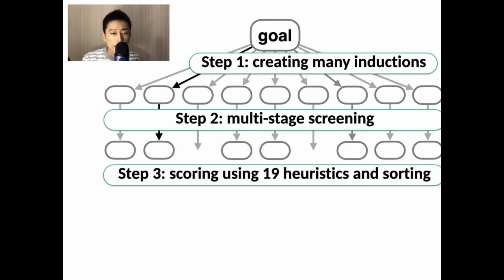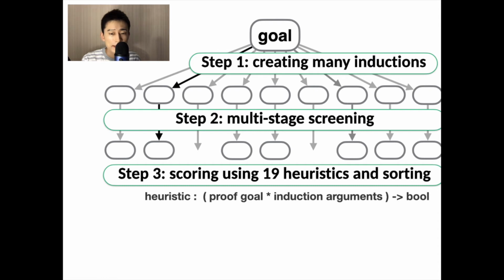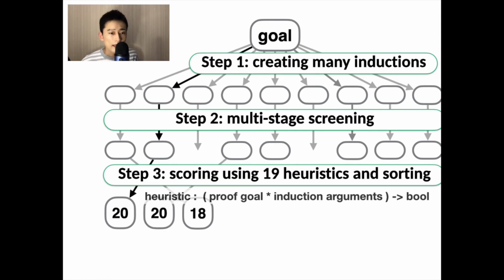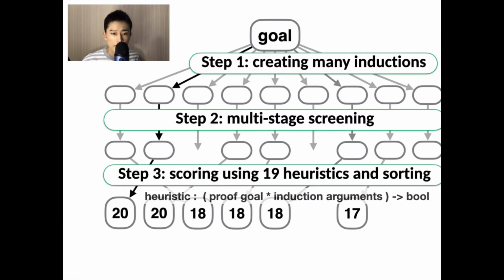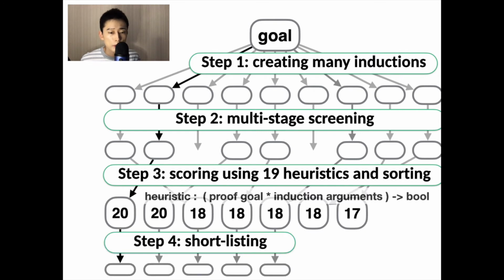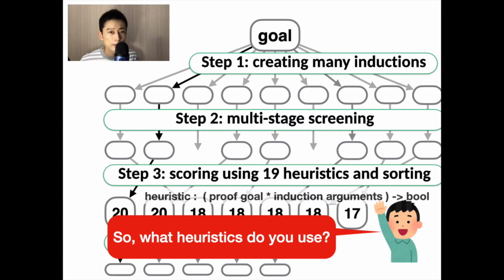In step 3, Smart Induct applies 19 heuristics to evaluate the remaining candidates. Each heuristic is a function that takes a proof goal at hand and the argument passed to the induction tactic. The function returns true if the arguments are compatible with the heuristic, and it returns false if not. For each heuristic, Smart Induct gives certain predefined points to each induction tactic if the heuristic returns true for that candidate. After applying 19 heuristics to all candidates, we reorder the remaining candidates to present the most promising ones in the output panel. I guess you are wondering what kind of heuristics we used to develop Smart Induct.